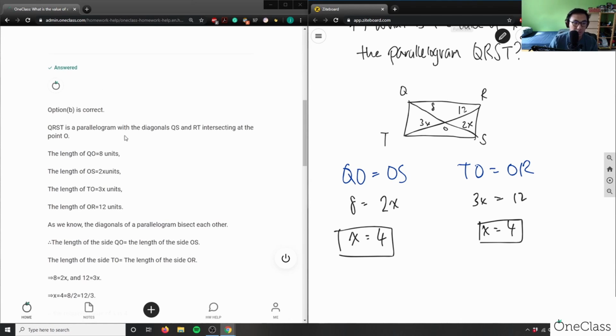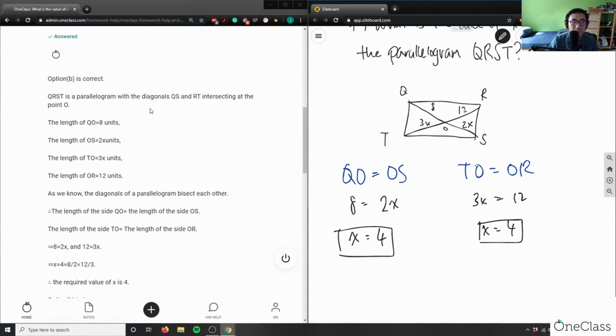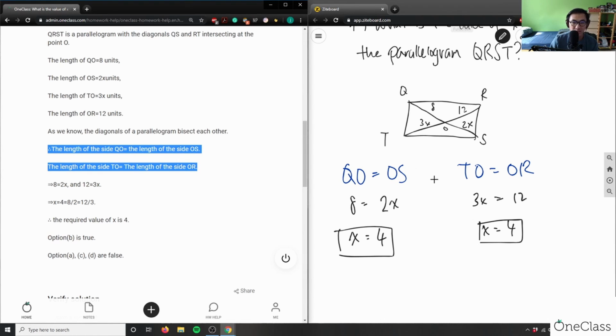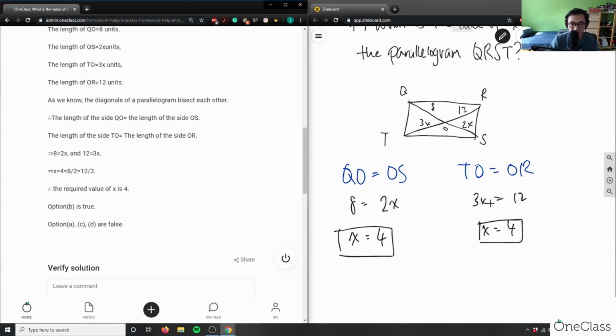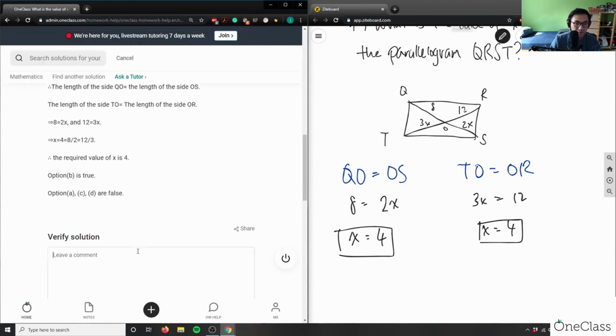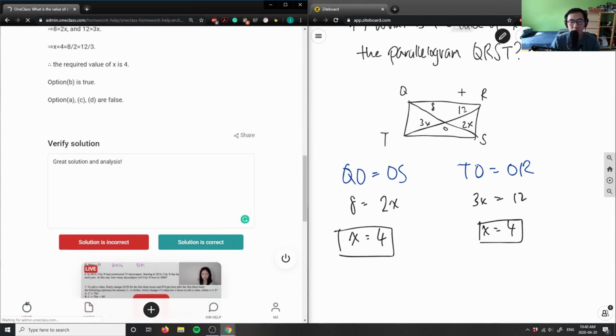So in this case, B is correct, and they did the same. The diagonals are intersecting at point O, which is great. The length of that is 8, so they basically just redrew it here, and they're saying 8 equals 2x and 12 equals 3x. So they did exactly the same thing as what I wrote down. QO equals OS and TO equals OR, and they wrote it in algebraic form. 8 equals 2x and 12 equals 3x, which means x equals 4 for both of them. Therefore, B here is our solution. So this is a great solution and analysis.